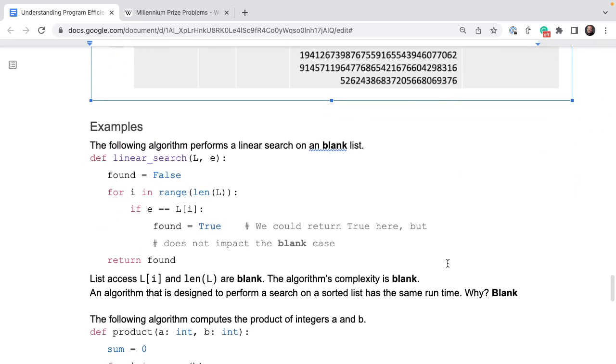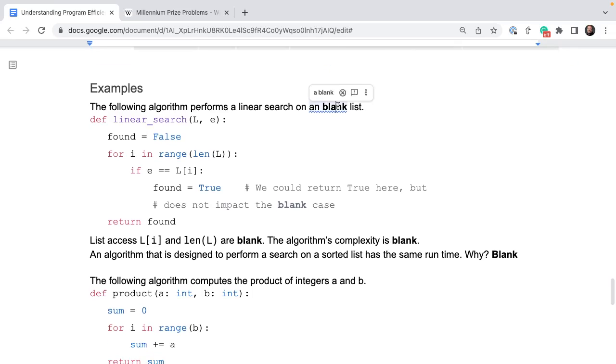So let's look at this example. The following algorithm performs a linear search on a blank list. The reason I want this blank is because we're going to talk more about this next week. This algorithm performs a search on an unsorted list. It's a little bit different than the one we did above, but it's essentially the same process except for doing direct comparison where we're accessing the list by its index.